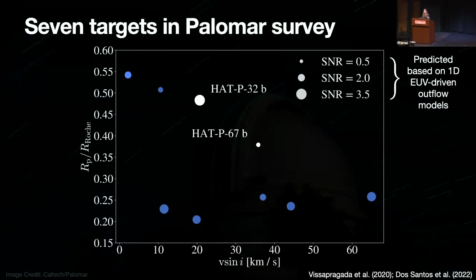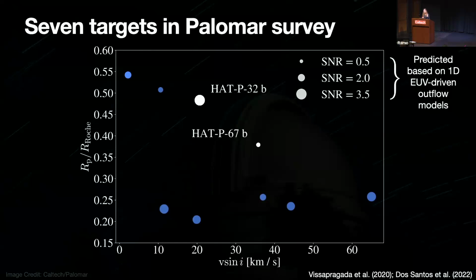Okay, so what are our survey targets? I'm showing our survey targets here in blue. Basically, in order to detect atmospheric escape, you need to make sure that your systems will actually have detectable excess absorptions. You don't want to stare at something that you don't have enough signal to noise to detect an outflow. So that means what we essentially had to do is model outflows for our systems ahead of time.